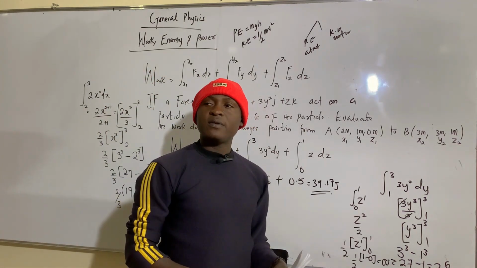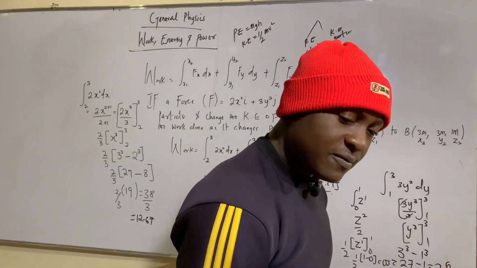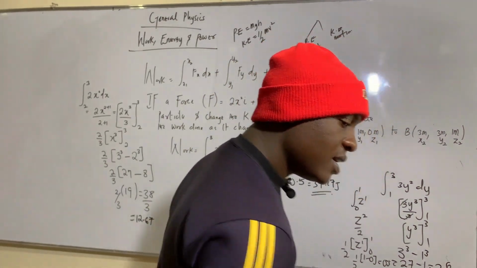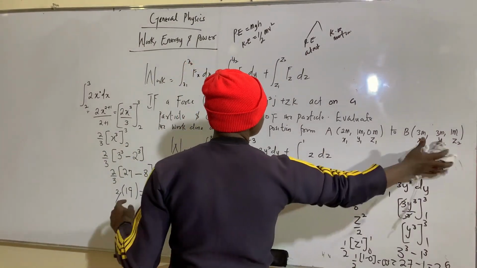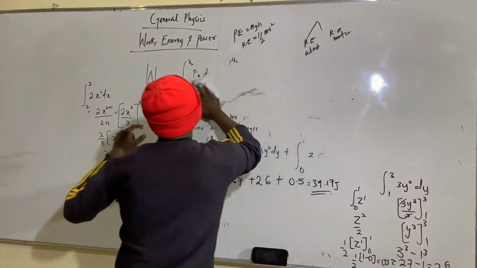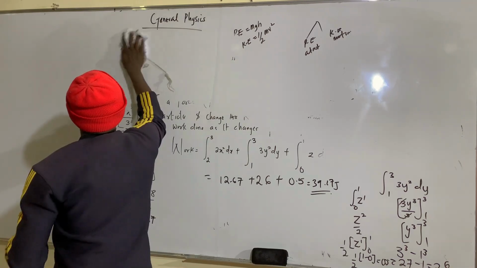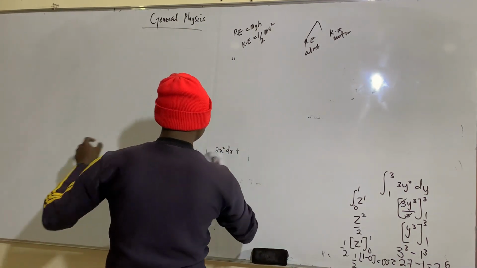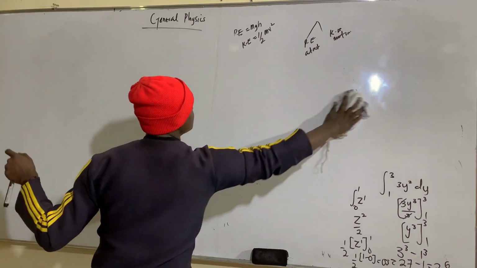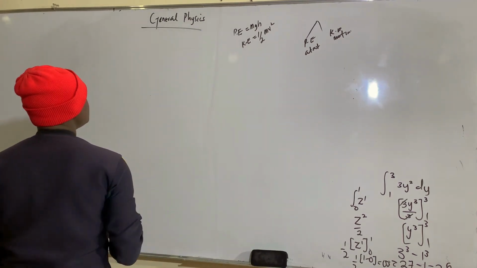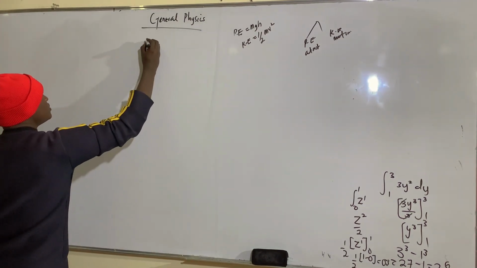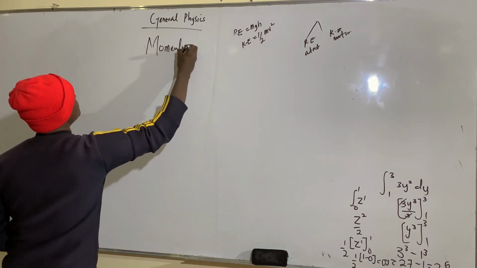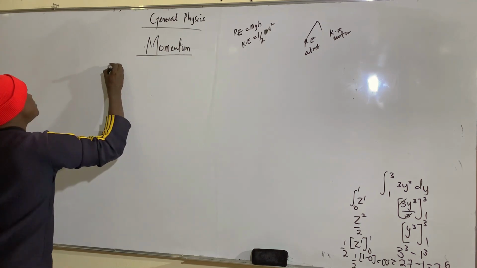So another one we have is momentum. What is momentum in physics? Momentum is nothing but the product of mass and its velocity. So let's clean this one. So we have momentum. Momentum of an object is momentum. Momentum is the product of mass.